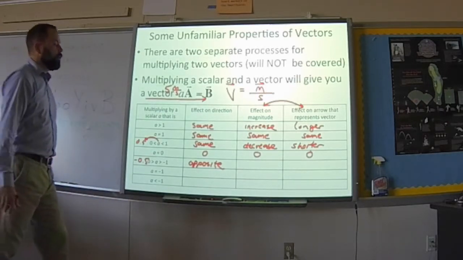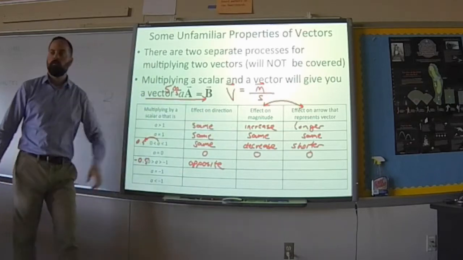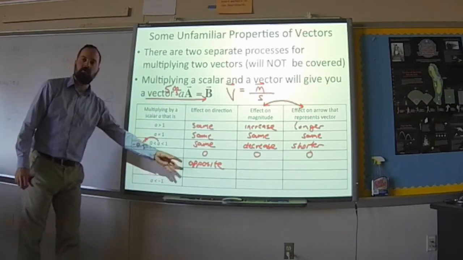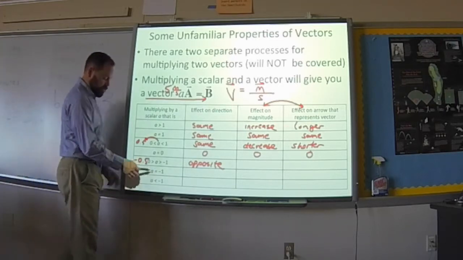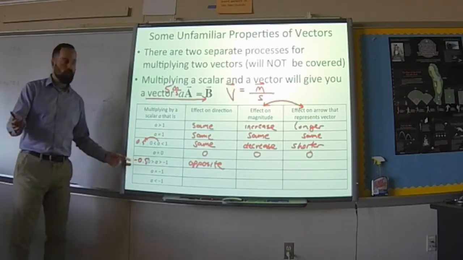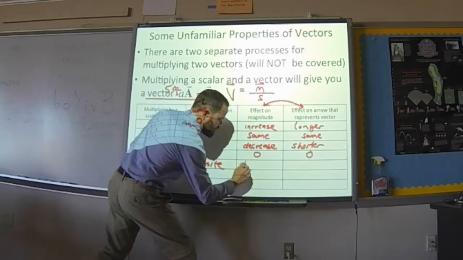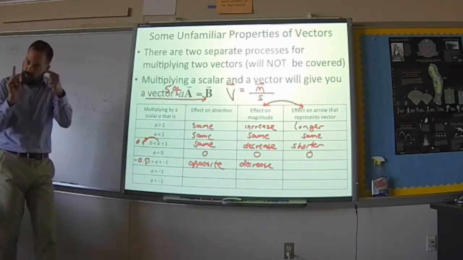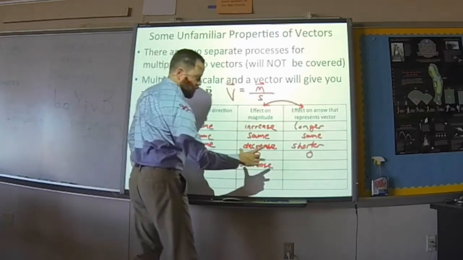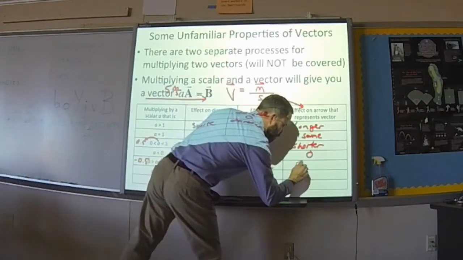The magnitude. And of course, time can't be negative, but other scalars can be. What if you multiply anything by 0.5? It's going to be shorter, so decrease. And it's going to be going the opposite direction. It's going to be a shorter arrow, decreased magnitude, therefore the arrow is going to be shorter.